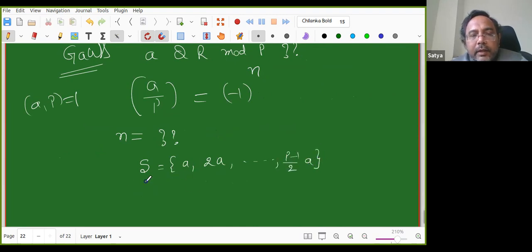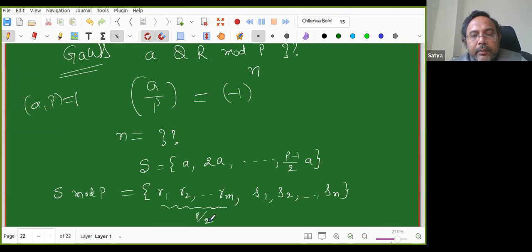And then he computed S modulo p. Then we get remainders, that is r1, r2 up to rm, and s1, s2 up to sn. These are less than p/2, and these are greater than p/2.